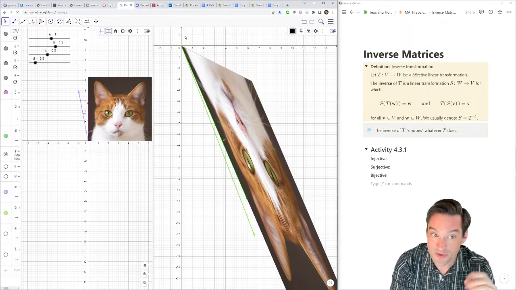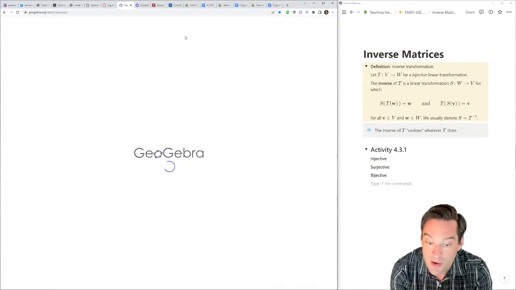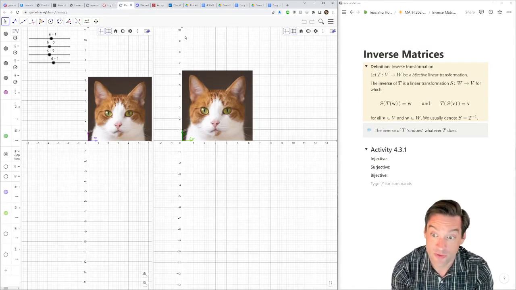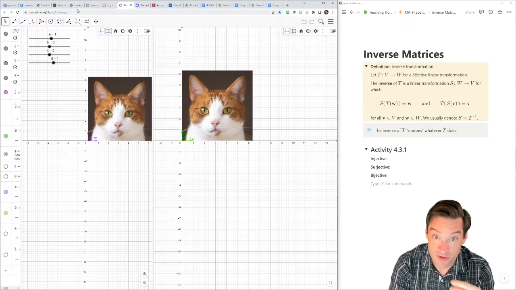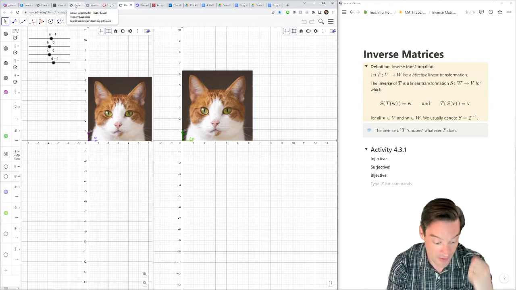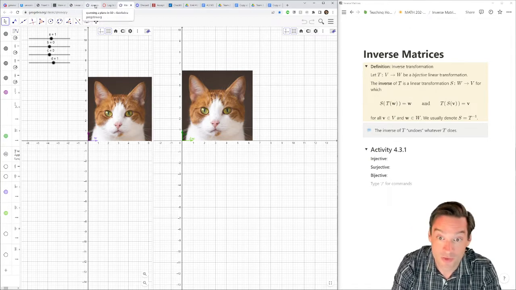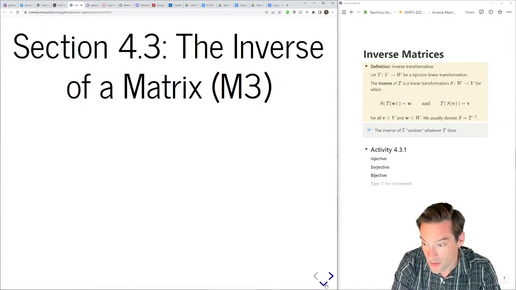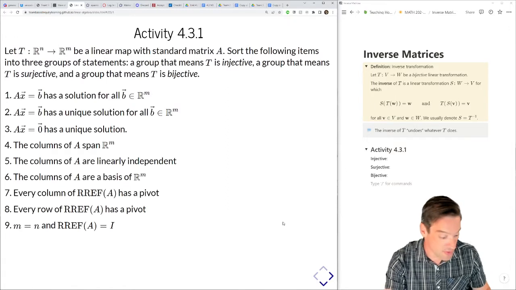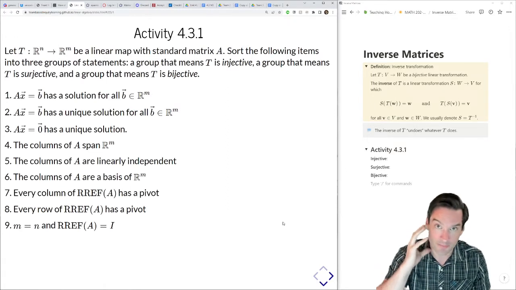So the big question for us then is, how can we tell what kinds of linear transformations are going to even have inverses? How do we tell when a linear transformation is injective? How do we tell when a linear transformation is surjective? And of course, the biggest, most fun one of all, how do we tell when a linear transformation is both injective and surjective?